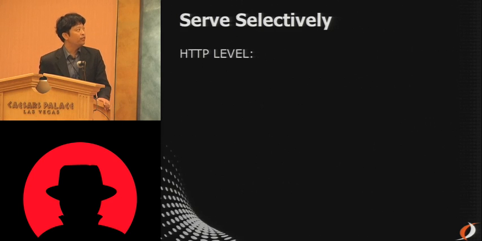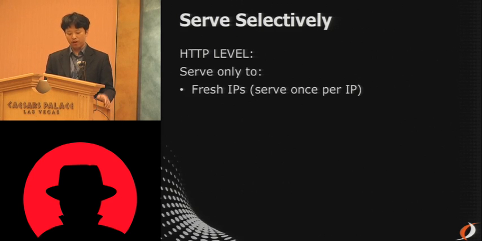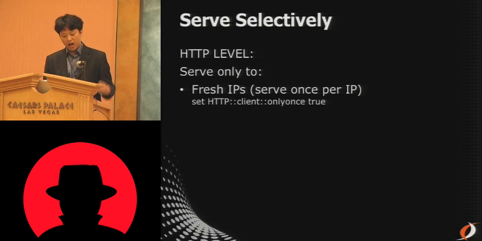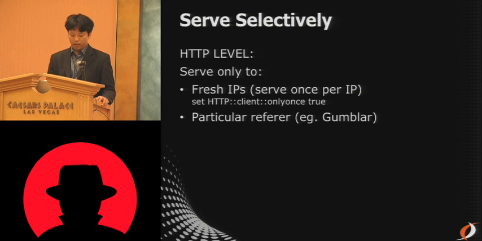So serving selectively. At the HTTP level, serve only to fresh IPs. So serve to each IP only once. This has become typical drive-by download behavior. So if you're a malware researcher, unless you're randomizing your IPs, like if you're linking from an antivirus IP, they're just not going to serve anything to you. And this option is supported in Metasploit using the data store. And Metasploit supports different databases.